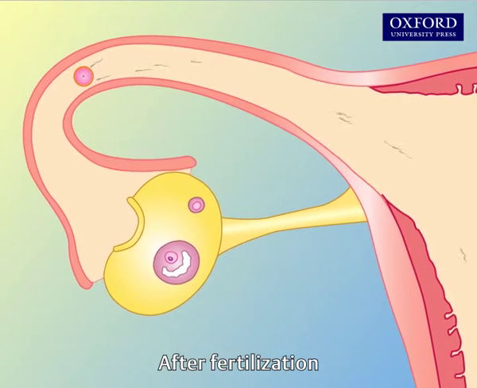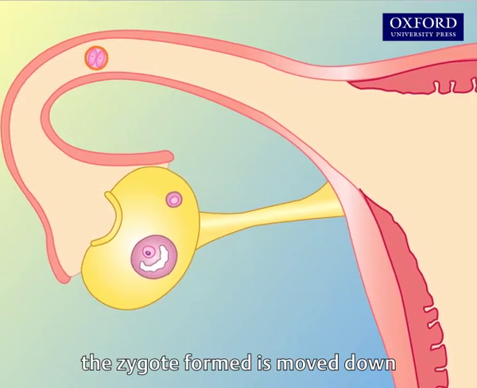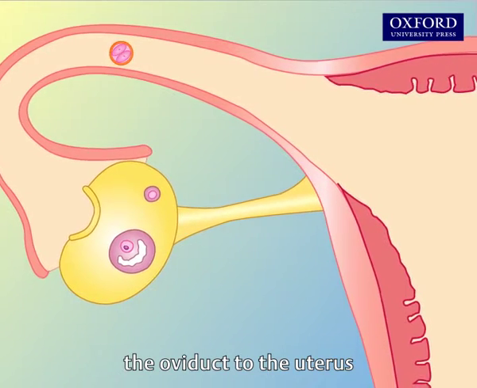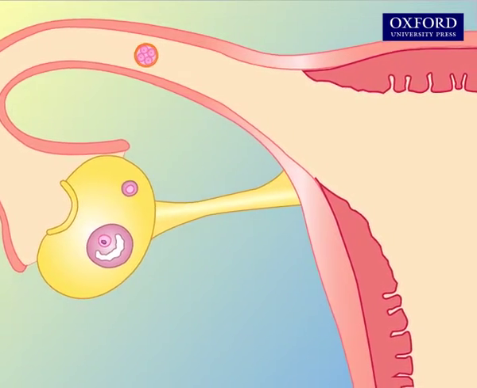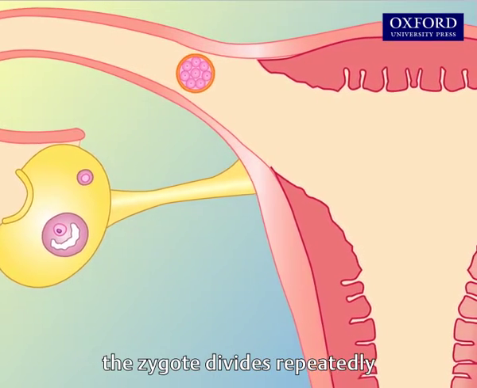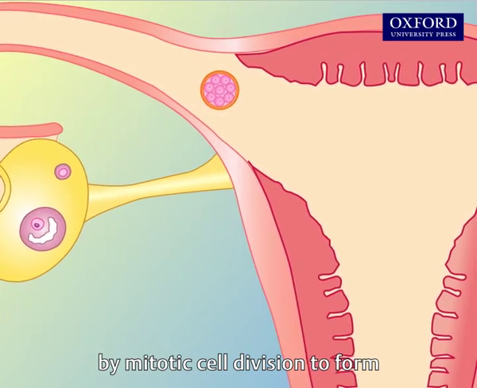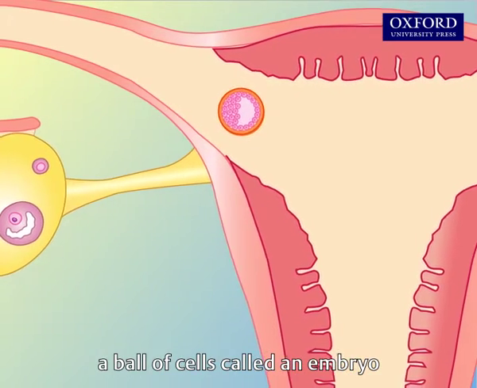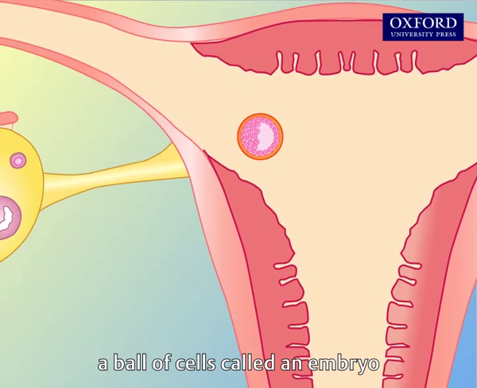After fertilization, the zygote formed is moved down the oviduct to the uterus. During the journey, the zygote divides repeatedly by mitotic cell division to form a ball of cells called an embryo.